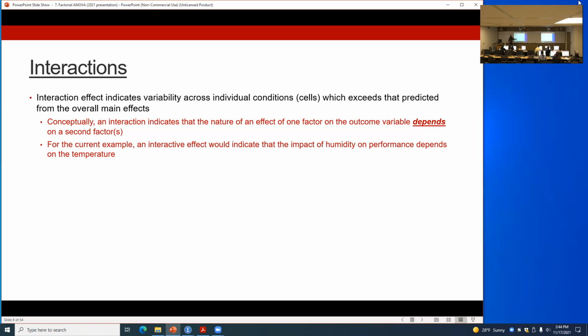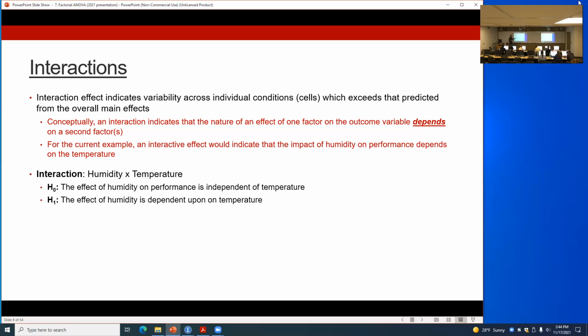Also important to remember that there's no inherent direction to these interactions. This is a conceptual issue. I could also say the impact of temperature on performance depends on humidity, right? So this is another point where you really have to have a good sense of what makes sense conceptually. What factor makes the most sense as the primary driver, and then what's the moderating factor, the one that's maybe changing the nature of that association.